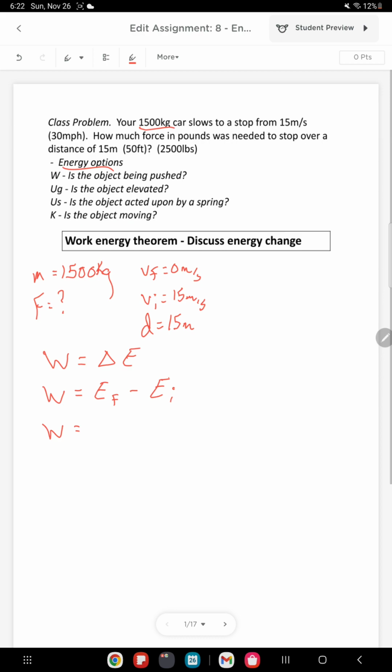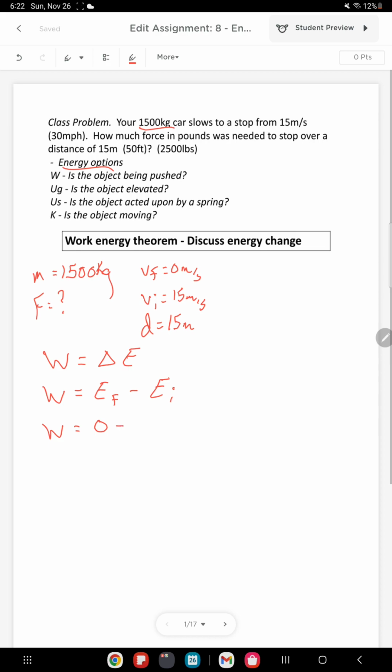So what was this car doing at the end of the push? Well, what was its final energy? It's just 0. It didn't have any of those, right? The brakes and the tires did push it to a stop. We already have that. That's the work. And it didn't go up a hill. It was no longer moving, and it didn't hit a spring. So we have 0 final energy.